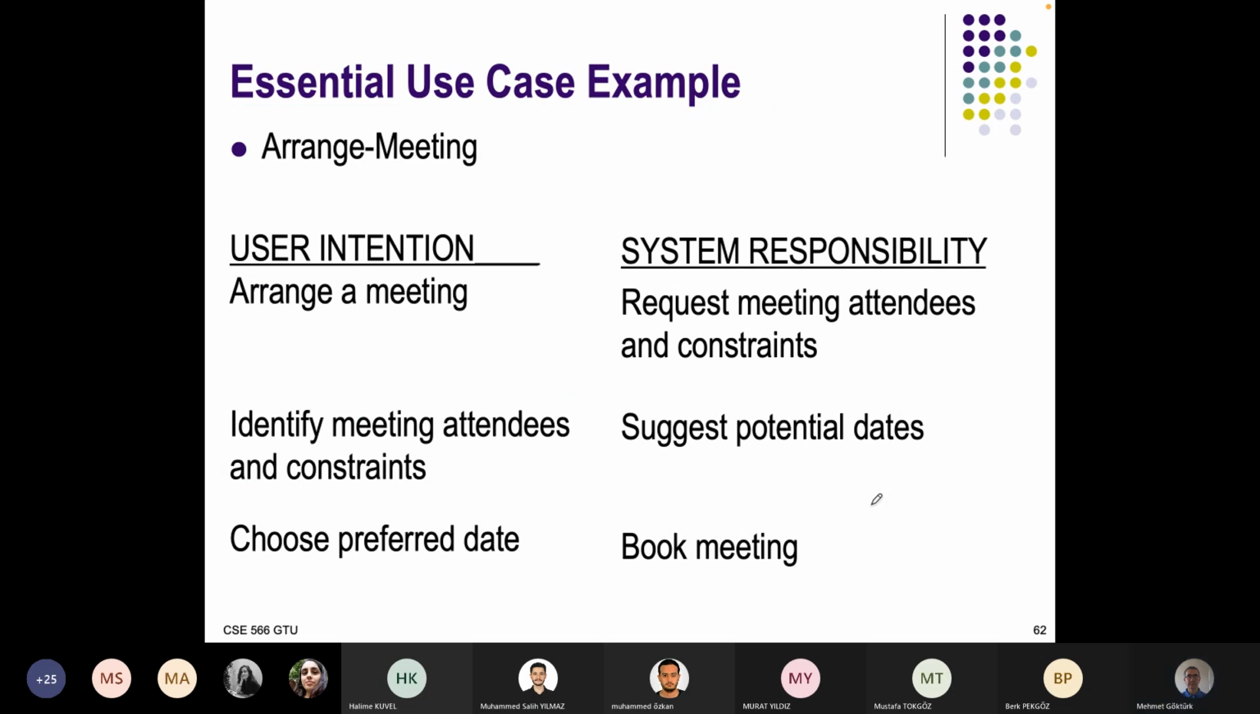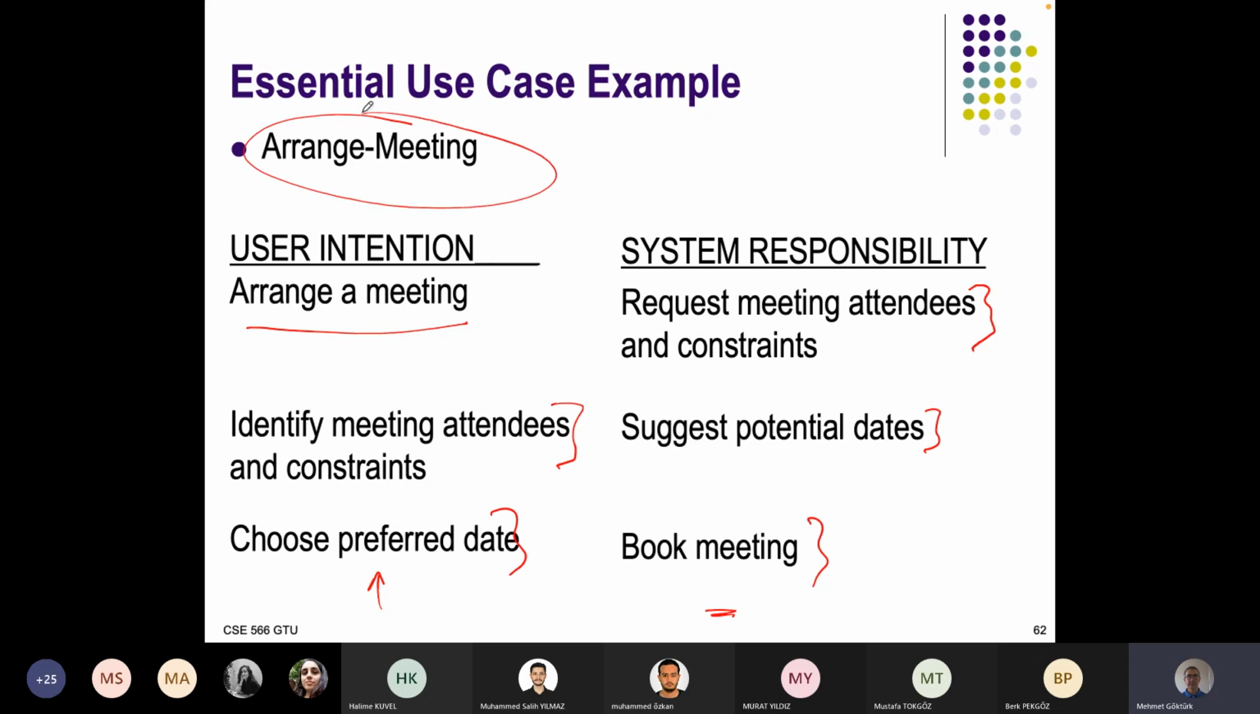Example: the user intention is to arrange a meeting. The system's responsibilities: request meeting attendees and constraints, identify meeting attendees and constraints, suggest potential dates, choose preferred date, book meeting. So these are the intentions, and these are the system responsibilities and the name of the use case.